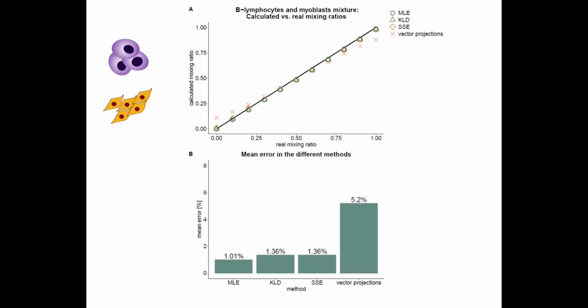On the top graph, you can see the calculated mixing ratios in the different methods as a function of the real mixing ratios in 11 different compositions tested. The bottom graph shows the average error in the mixing ratios in these measurements. The results of 3 out of the 4 methods are accurate. Maximum likelihood estimation provided the most accurate deconvolution with only 1% mean error, while vector projections provided the least accurate deconvolution.